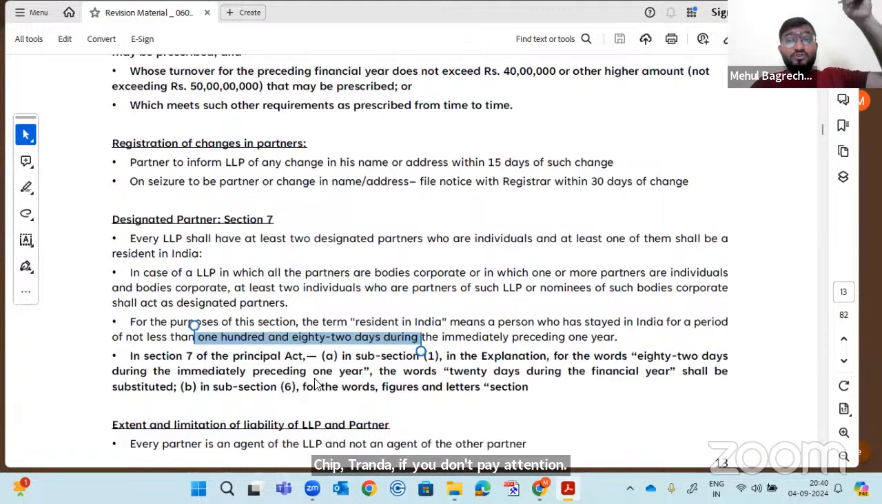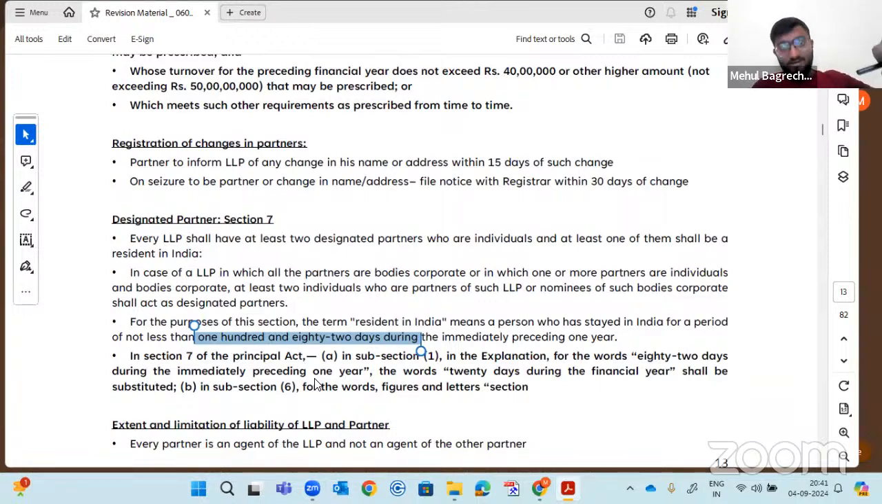OPC as a concept also you've learnt under Companies Act, where you had a person or the member and the nominee has to be a person resident in India. Do you remember? Yes, sir. There the condition is resident if he stayed in India for a period of 120 days.